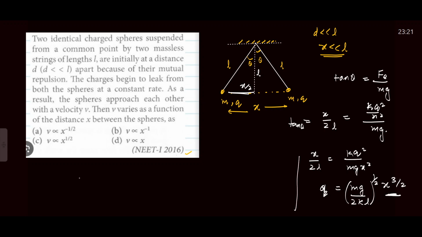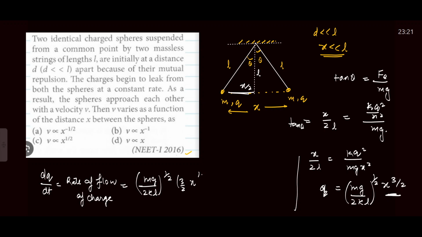I'm differentiating it. If you differentiate, you will get dq by dt, that means the rate of flow of charge. This is given to you. So differentiating this equation, you will get the same thing, mg divided by 2kL to the power half, and this would be 3 by 2 and x to the power 1 by 2. This complete part is again one constant, I can write it as some constant a, and this rate of flow of charge is also constant. I'm writing this rate of flow of charge as r.